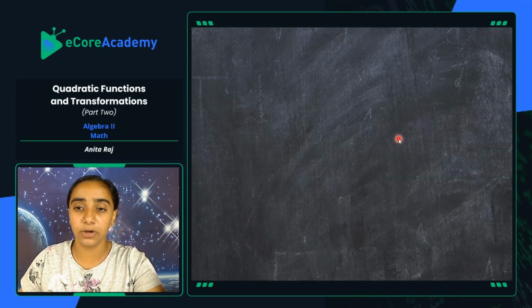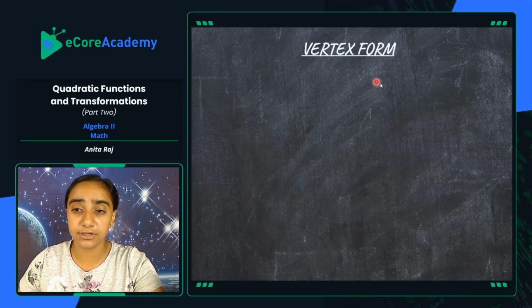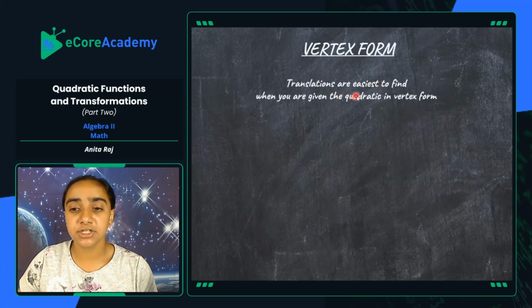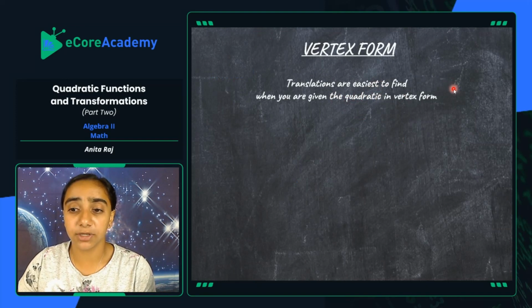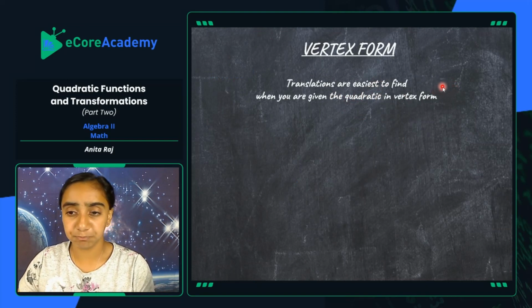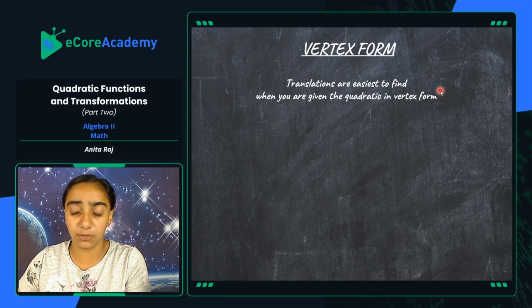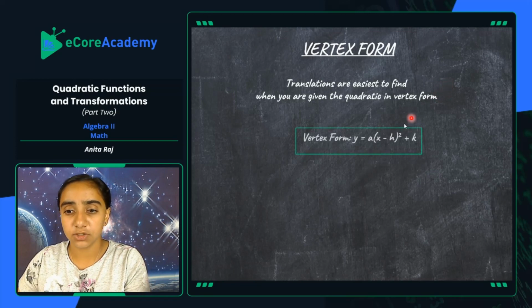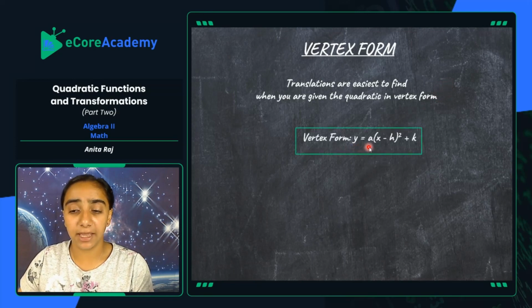Let's get into more important concepts, as in vertex form. So translations are the easiest to find when you're given the quadratics in vertex form. And we're going to be looking at vertex form right now. If you're given vertex form, you can definitely identify the translation of the parent function. So vertex form is y equals a times the quantity x minus h whole squared plus k. So we're going to be breaking this down so you understand what each part is.